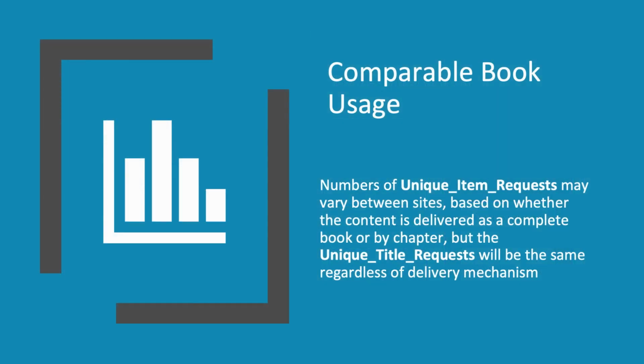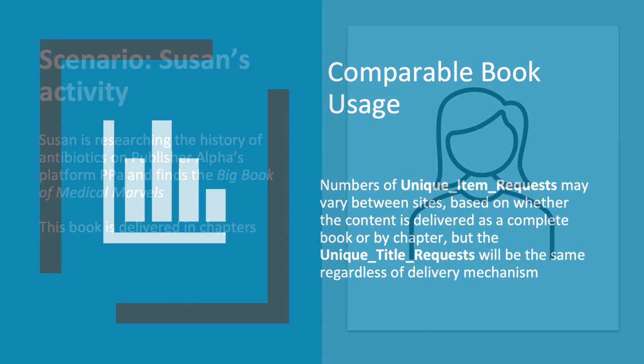In Release 4 of the Code of Practice, it was difficult to compare usage across platforms because some platforms provide whole books as single PDF files, while others provide PDF files of individual chapters. Now, in Release 5, it is much easier to compare book usage across platforms. The number of unique item requests may vary between sites, based on whether the content is delivered as a full book or by chapter, but the unique title requests will be the same regardless of delivery mechanism.